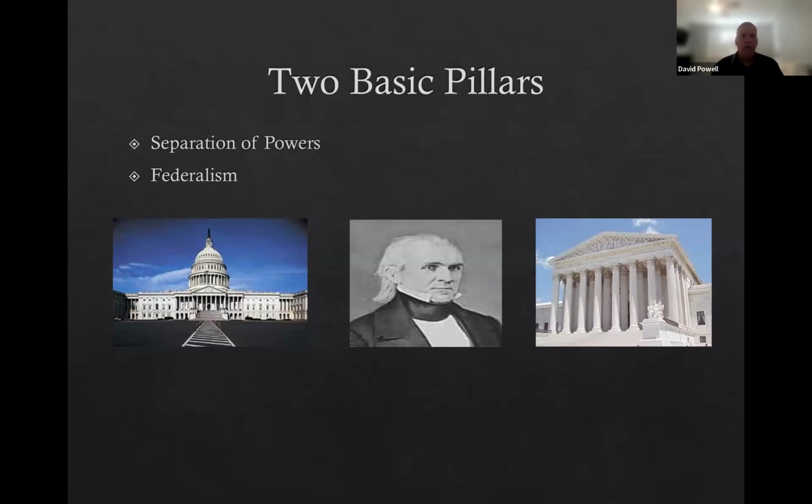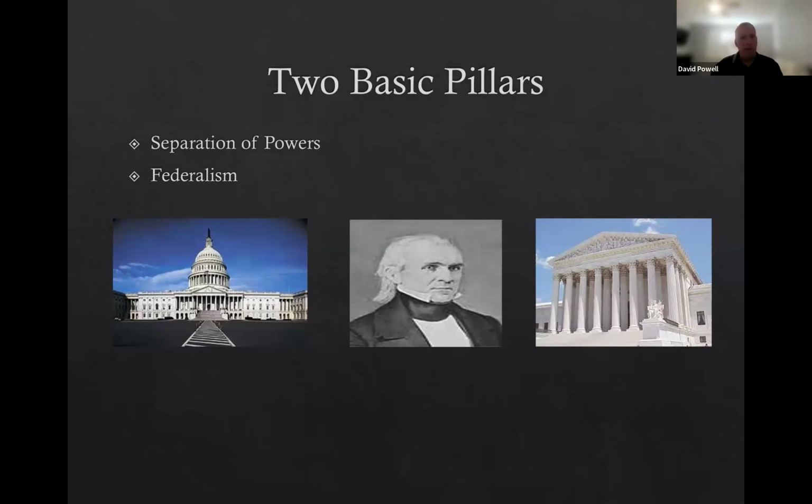In terms of separation of powers, this is what Alexander Hamilton wrote about in Federalist 28 when he talked about the need to balance ambition against ambition. So he knew that people who would be in these positions were going to be ambitious people. He was a highly ambitious person himself. Most of the framers were very highly ambitious people.